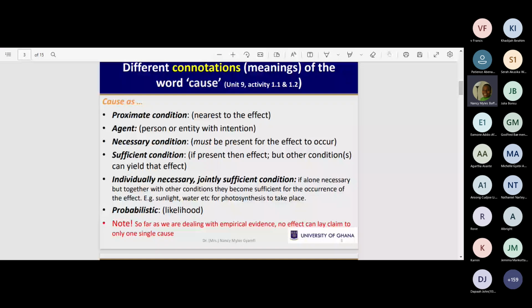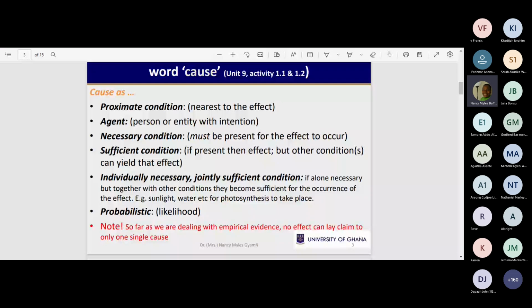Necessary condition is the third one. Your friend read, he says, John says, that condition that must be present for the effect. Okay, take note of the must. I've italicized it, it's slanted for emphasis. When we say necessary, what necessitated the effect? In other words, what condition must be present for the effect to come? Then we will say that that condition is a necessary one. Think about it: without that condition, the effect cannot come. That one is what we call the necessary condition.